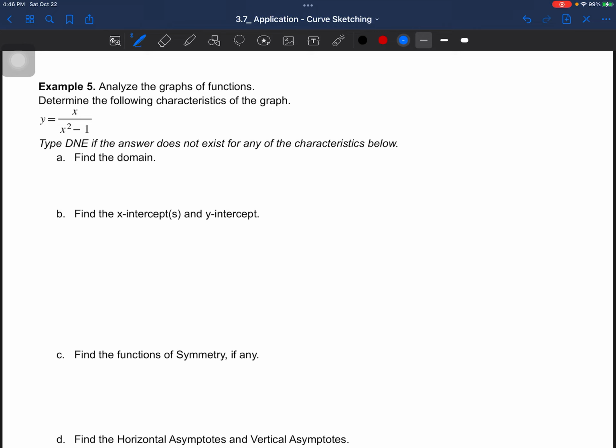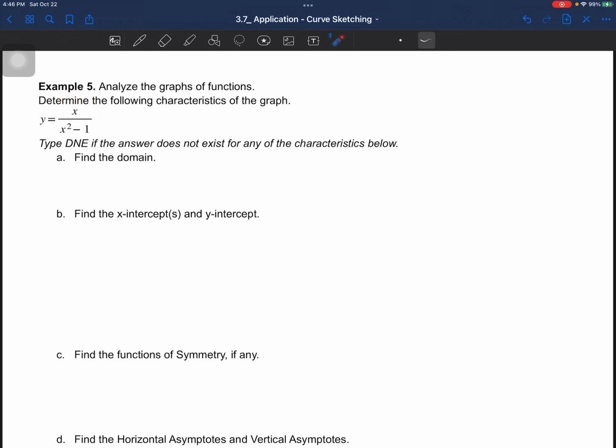Hi class, welcome back. So we're going to try example number 5. We're going to analyze the graph of the function and determine any of the following characteristics of the graph. We're going to type DNE if the answer does not exist for any of the characteristics below. So let's begin with domain.